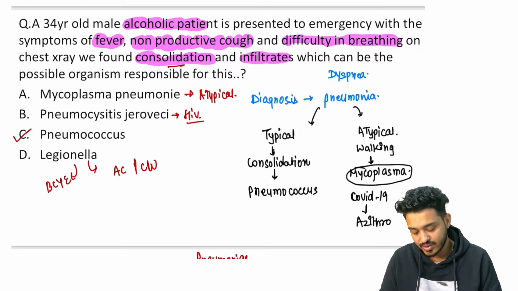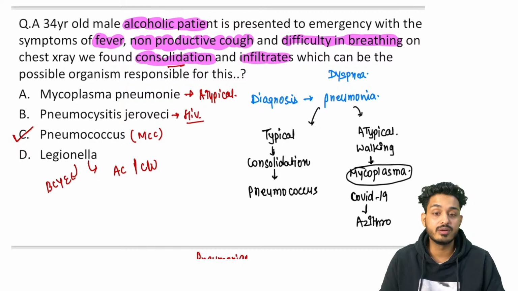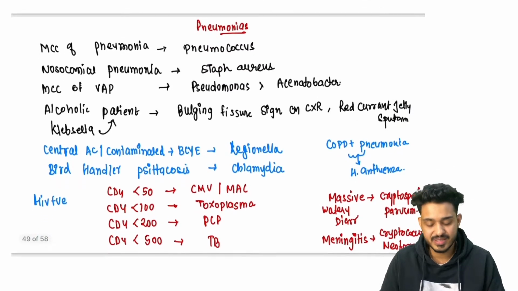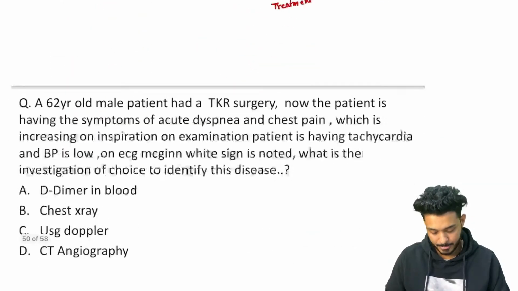So here in this particular case the answer will be pneumococcus, which is in fact the most common cause of pneumonia, or most common cause for meningitis as well, even in the alcoholic patients also. Alcoholic patient with red currant jelly sputum, bulging fissure sign, then you will be thinking about the Klebsiella. I hope you got it right.